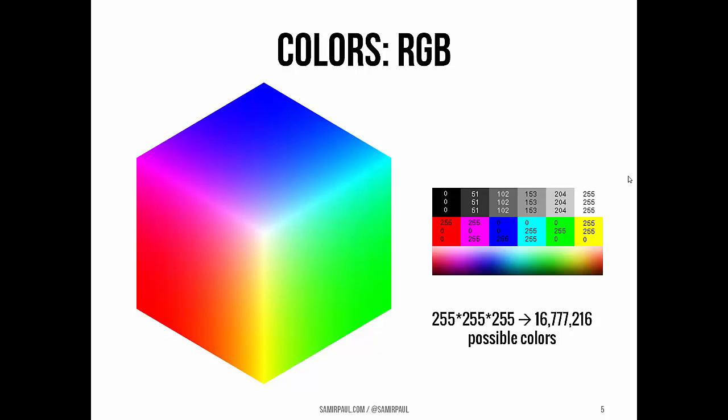Now you might remember from a problem we did before that in hex, that goes from 0 to FF. But in decimal, 0 to 255. And that leads to about 16, 17 million possible colors.